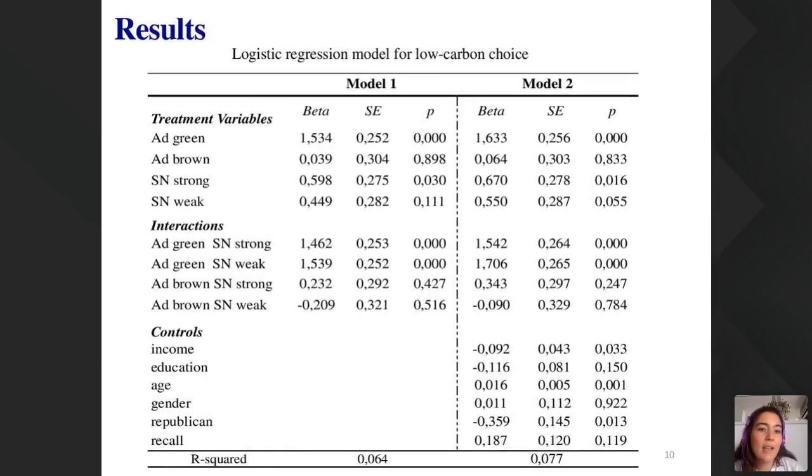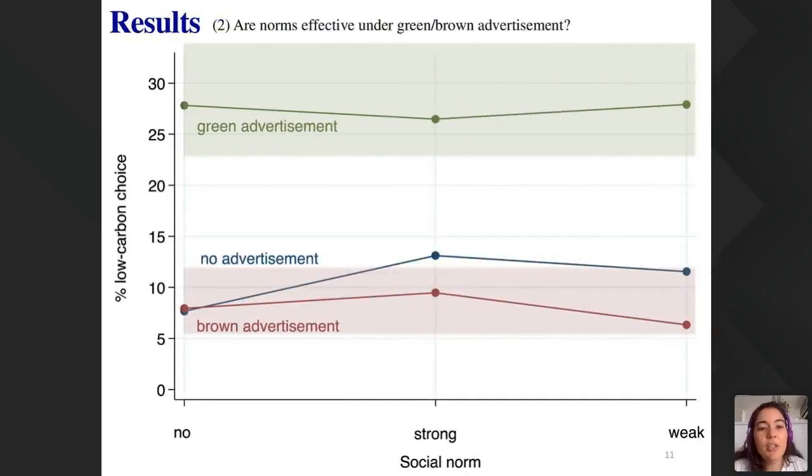Here I have the logistic regression model for low carbon choice with the different treatments. I'm not going to go into details now. It's more for discussion if you want to come later. I will proceed with the next one that shows the results of the 9 treatments. So here again, we have low carbon choice, and we have a point for every different treatment. On the x-axis, we have whether there was social norm presentation or not. So if there was no norm, if the norm was strong, or if the presented norm was weak.